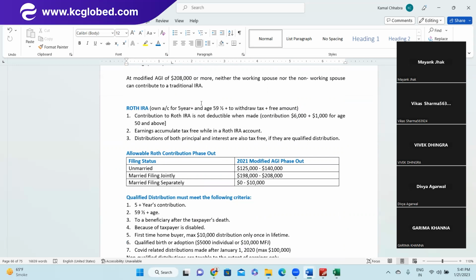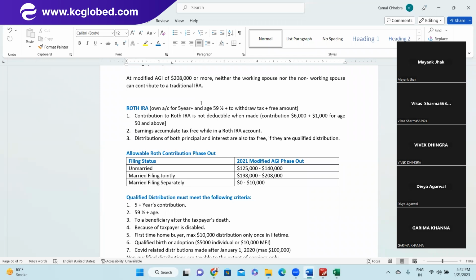Now we are jumping on to the third topic, which is called Roth IRA. So Roth IRA is a new age individual retirement account. This came into effect recently in 2002, right? Before that, the companies or individuals were enrolled in the traditional IRA.